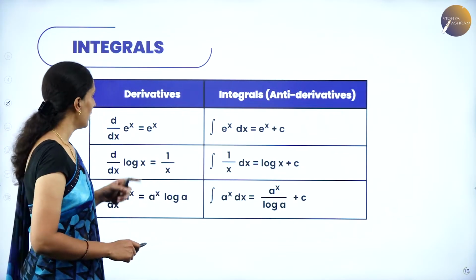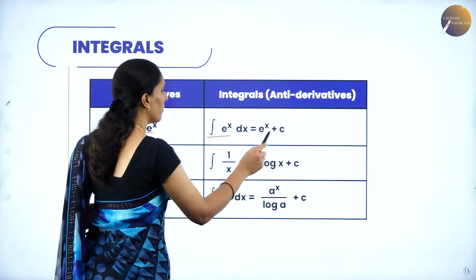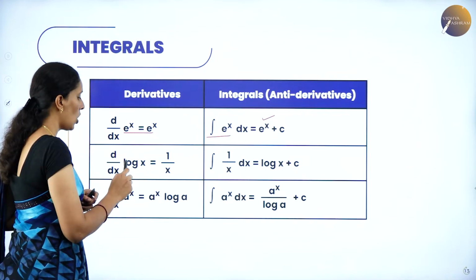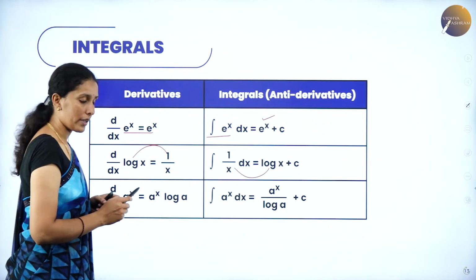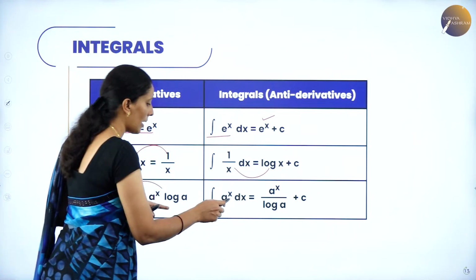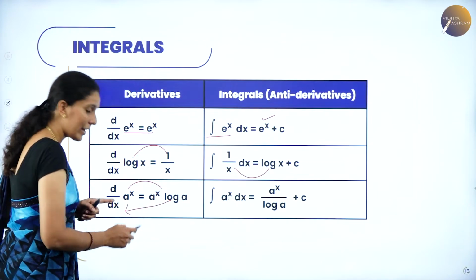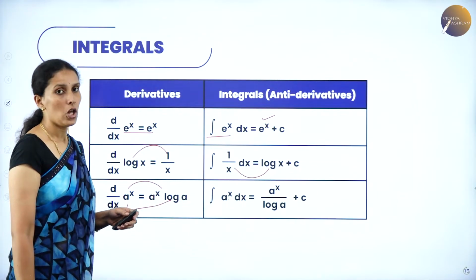And similarly, the derivative of e power x is e power x. Therefore, integration of e power x is also e power x. The derivative of log x is 1 by x. Therefore, integration of 1 by x is log x. The derivative of a power x is a power x log a. Here, integration of a power x becomes a power x divided by log a. So, you can clearly say it is a power x divided by log a.